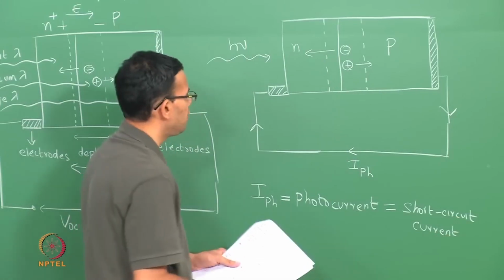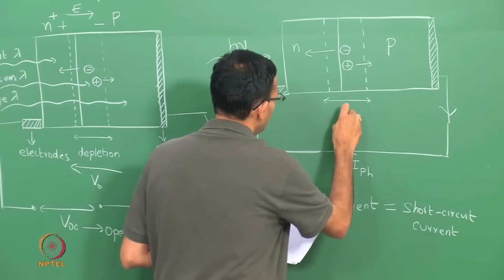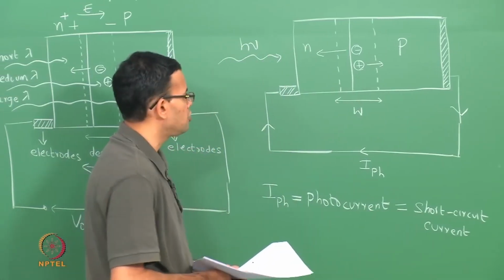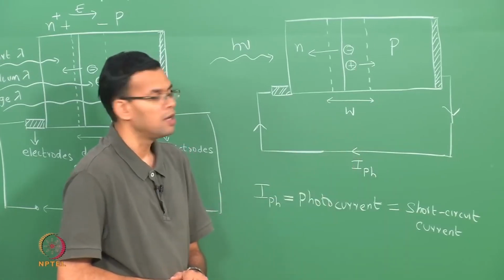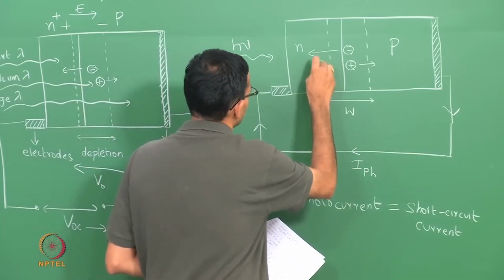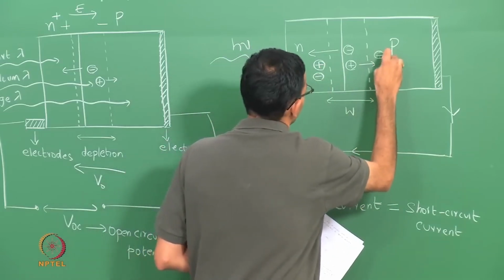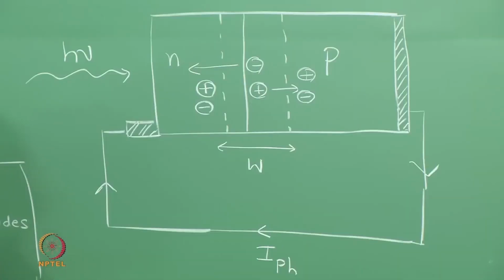So, in this particular figure, let W be the width of the depletion region. So, your electron hole pairs are generated within this width W, but if we also look more closely, electron hole pairs are also generated within the N and the P regions, because all of these regions absorb the light. So, electron hole pairs are generated in all of them.